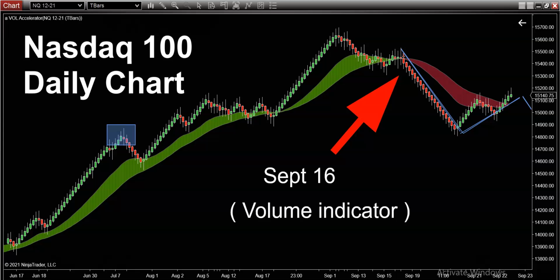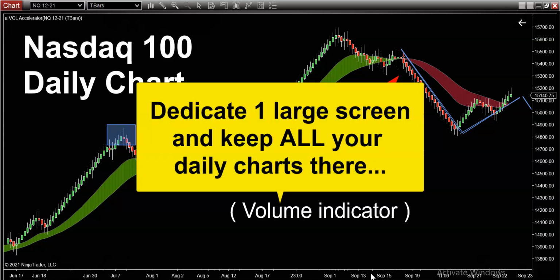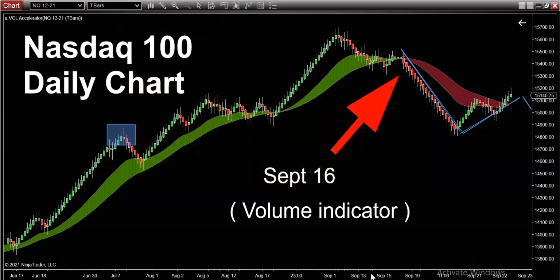So if you have the budget, what I recommend doing is maybe getting a graphics card and trying to set up a dedicated monitor just for your daily charts. That's what I do. Get yourself a nice 50-inch, 60-inch TV. It's like $200. You can find a nice 60-inch TV at Walmart for $200. Hook it up to your computer and make it part of your trading workstation. Keep these daily charts on the Nasdaq, on the S&P, on the Dow, and so on, right?